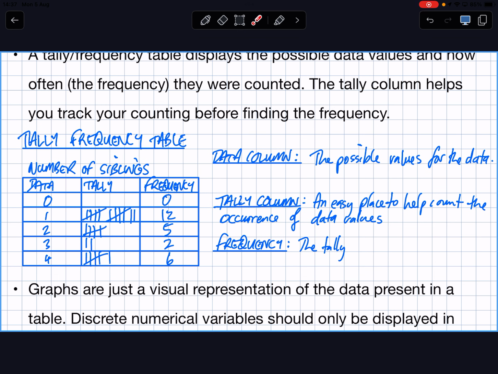So obviously you can see the data column tells you the possible values for the data. The tally column is an easy place to help count the occurrence of data values. And I didn't finish writing that. The frequency is the tally as a number. All right, I'll give you a moment to get that stuff in blue down if you need it.